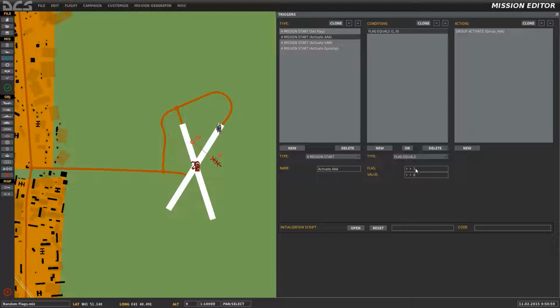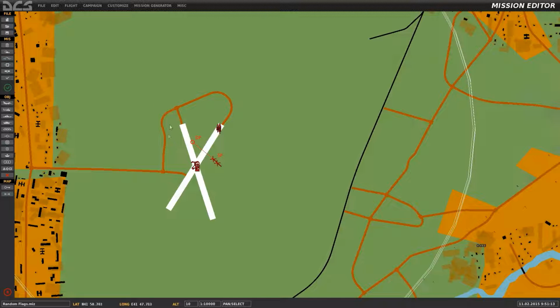the next three triggers. As we can see, we have a condition of flag 1 equals 0 to activate this group, followed by flag 1 equals 1 and flag 1 equals 2. These will set up one of the three units depending on which random flag gets picked at mission startup.